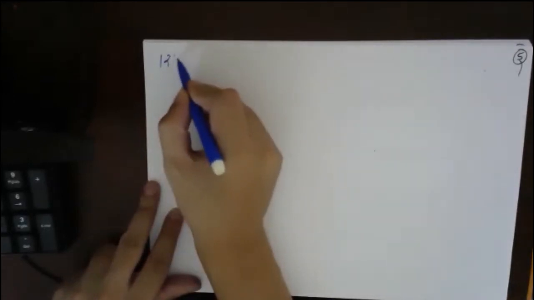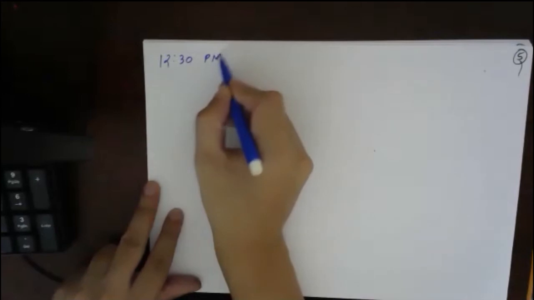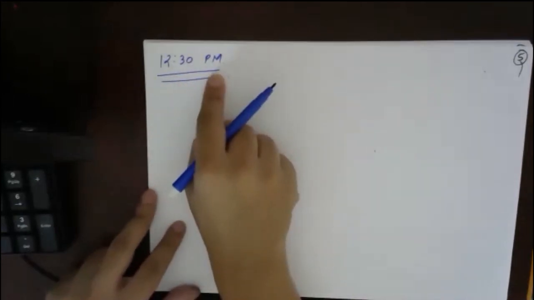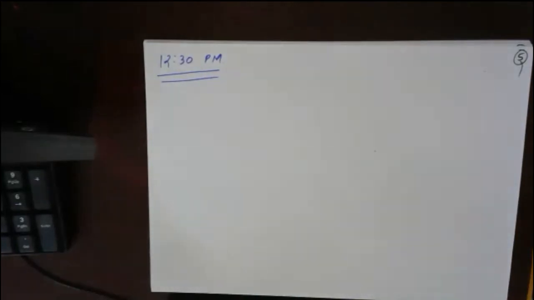Acha, Kanesh is saying 12:30. Let's solve for 12:30. So let's find the angle between the hour hand and the minute hand at 12:30 p.m. I'm giving you 2 minutes. Try to solve.